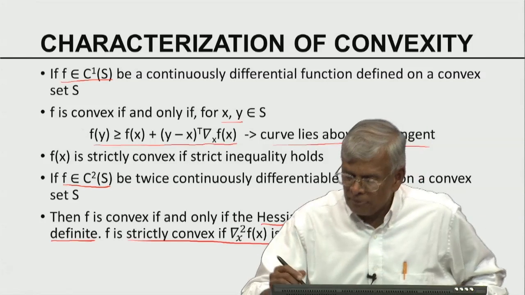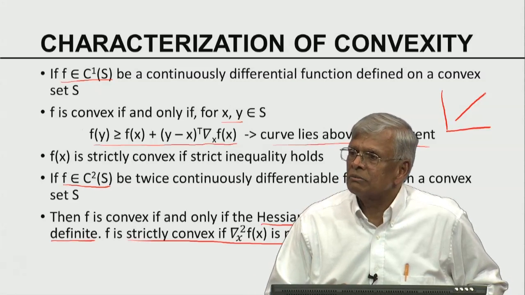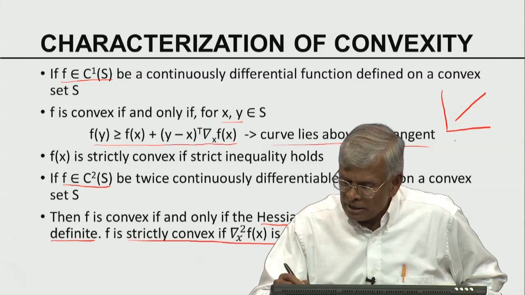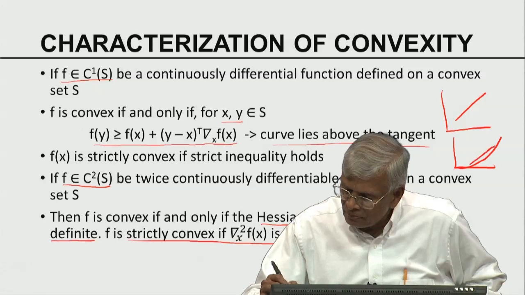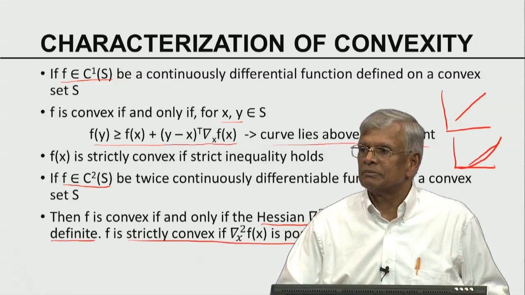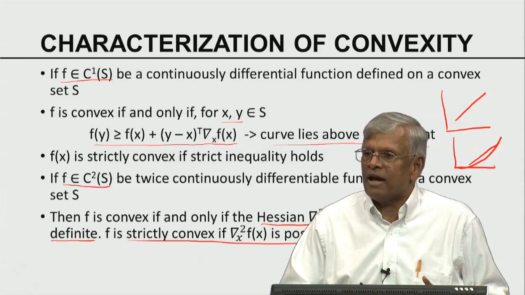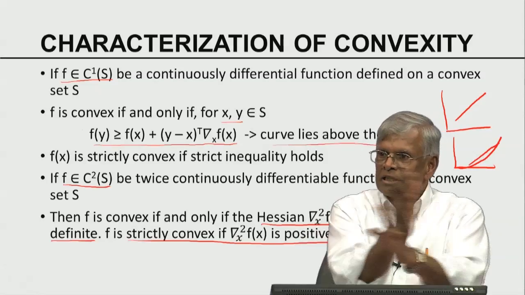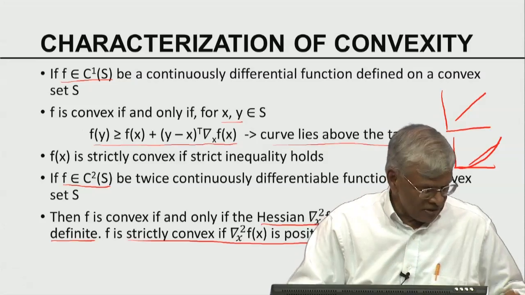All of you remember? For example, let us take a straight line. Is it convex? Yeah. Second derivative is 0. Are you with me, please? So this is convex, but this is not strictly convex. A straight line is simultaneously convex and concave. So you have examples of convex functions.